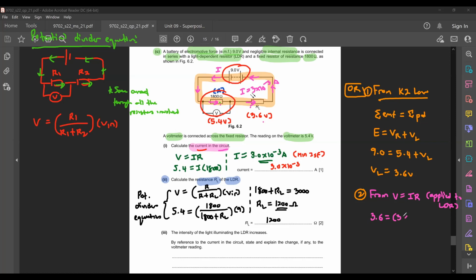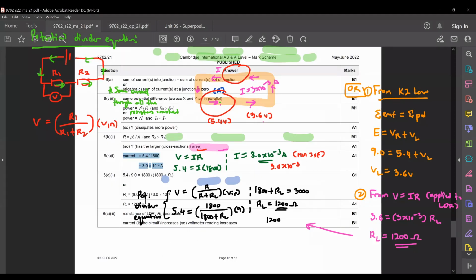We know the current is 3 times 10 power minus 3. Then the R is actually our resistance of LDR. Our resistance of LDR would now be 3.6 divided by 3 times 10 power minus 3, giving us 1200 ohms. It's the same as what we found earlier. Okay, so let's check our answer and see whether it's correct. Yes, it is 1200 ohms.